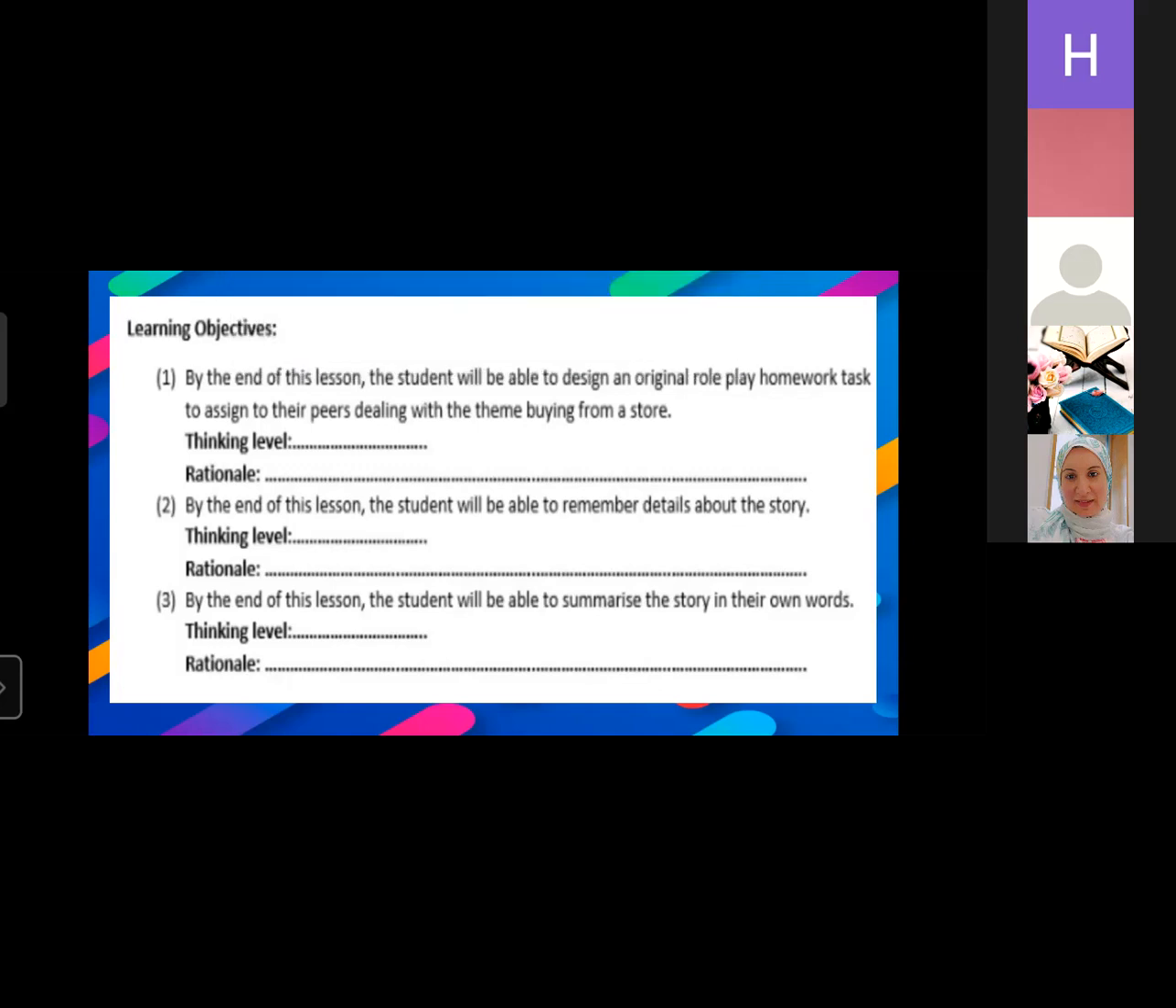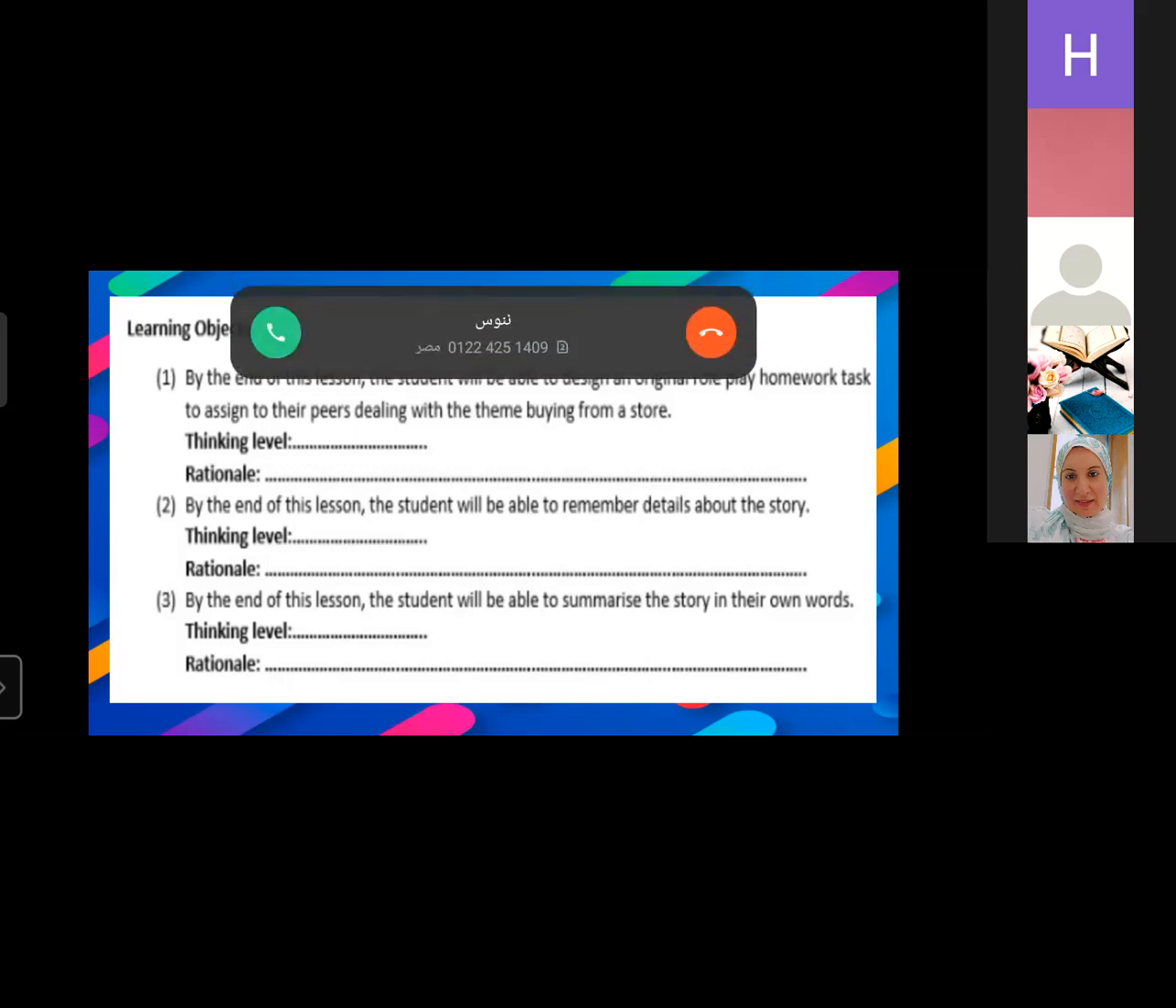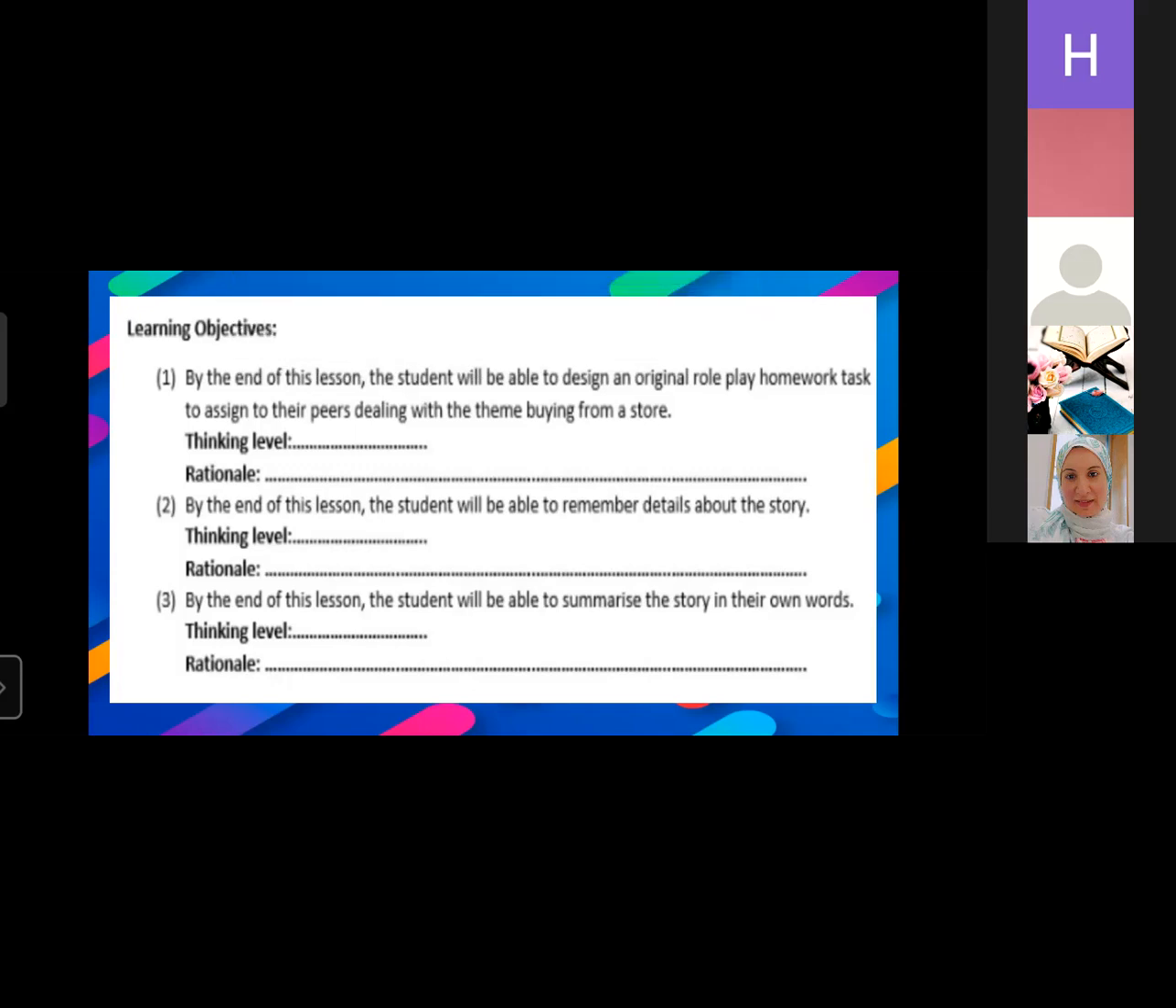Miss Amani, by the end of this lesson, the students will be able to remember details about the story. This talks about the remembering stage, the first level, because the student just has to remember what they studied. The action verb here is very clear. It's only remember, just to remember some details.